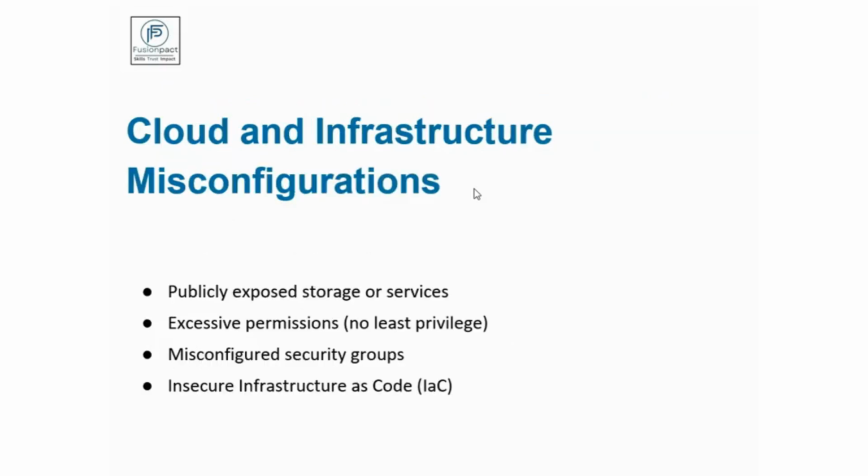Cloud and infrastructure misconfiguration, such as exposing servers and storage services to public view. Not using least privilege access, such as giving excessive permissions to users, misconfigured security groups, such as giving SSH access from all over the internet, and insecure infrastructure as code.